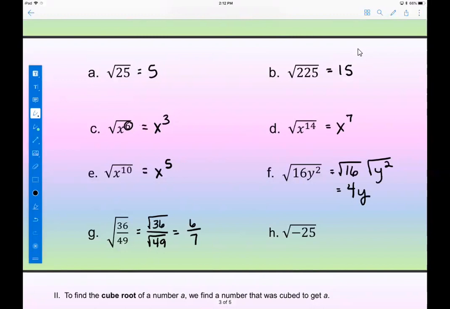Whenever you square numbers, the number that you square will never be negative. So we can't have the square root of a negative. So this is just not real. Now, in college algebra, we'll talk about this as a complex number, which would actually be 5i as the answer.